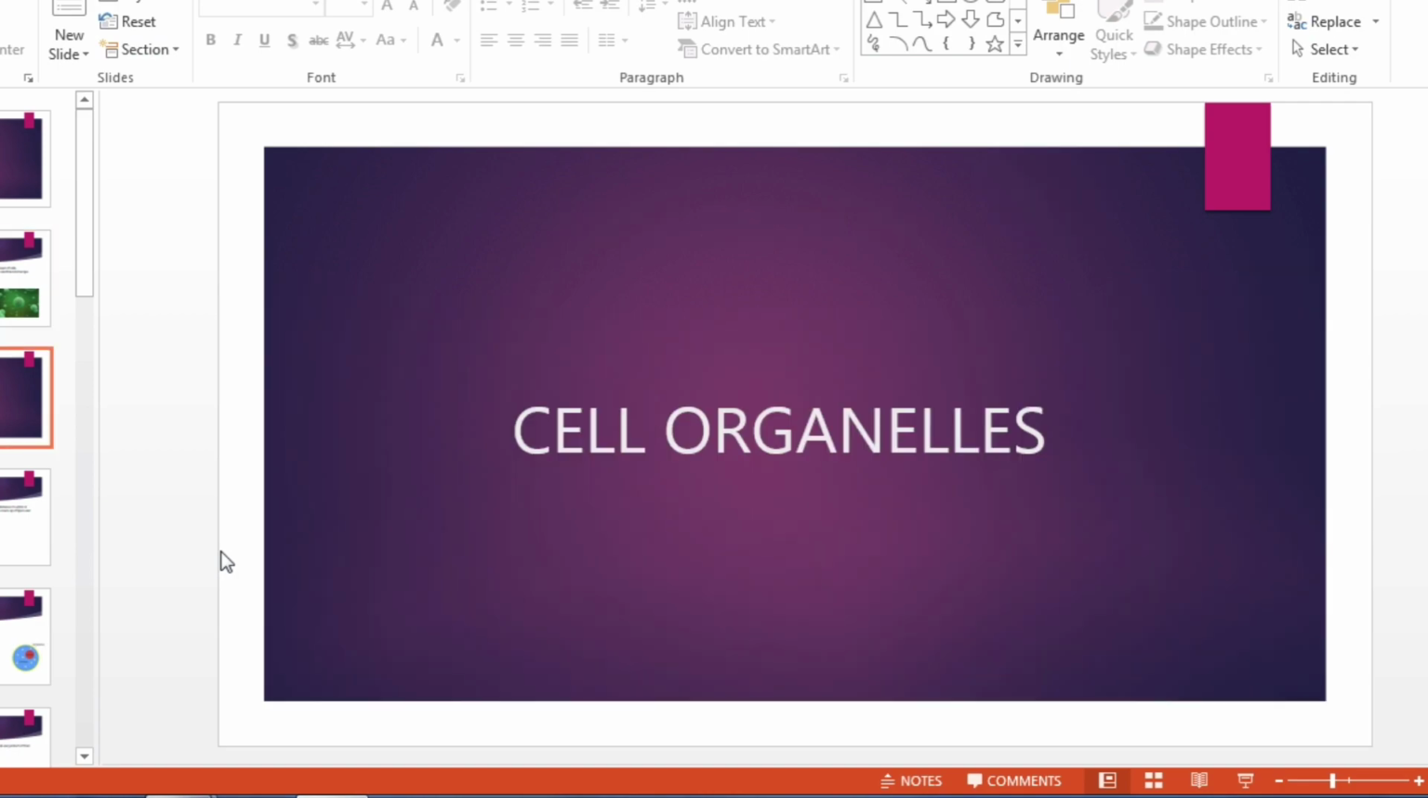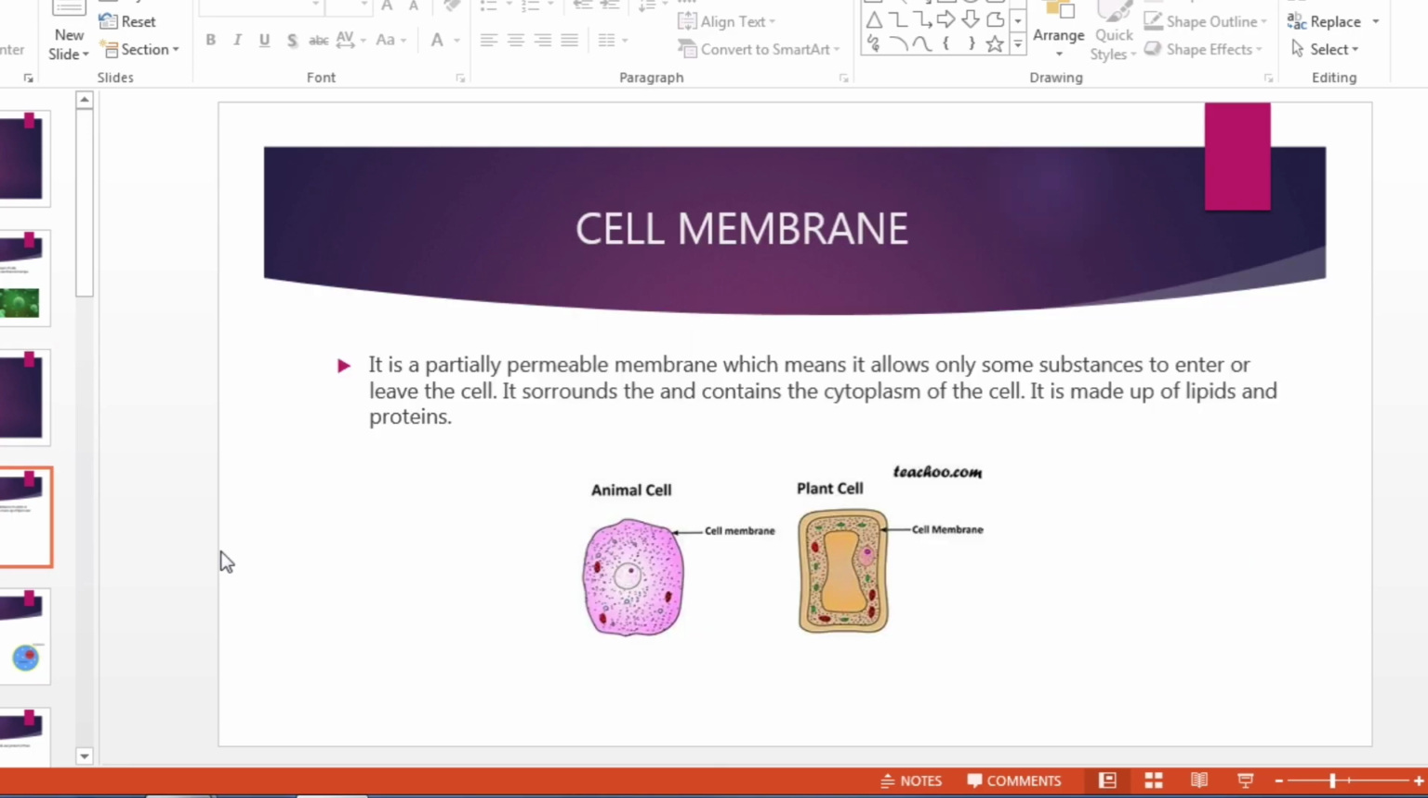So let's move on to cell organelles. What actually are cell organelles? The first cell organelle we have here is the cell membrane. The cell membrane is a partially permeable membrane, which means that it will allow only certain substances to enter or leave the cell. So basically the cell membrane controls the movement of substances across a cell, the entry and exit of substances in the cell. The cell membrane is made up of lipids and proteins, and it also helps to contain the cytoplasm inside the cell and surrounds the cell.